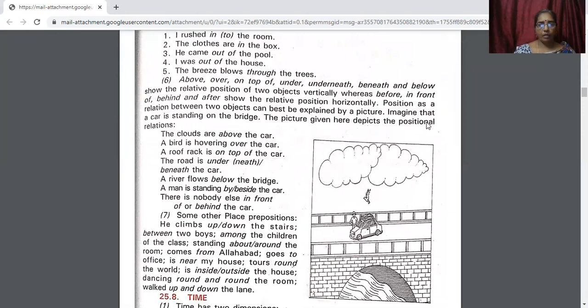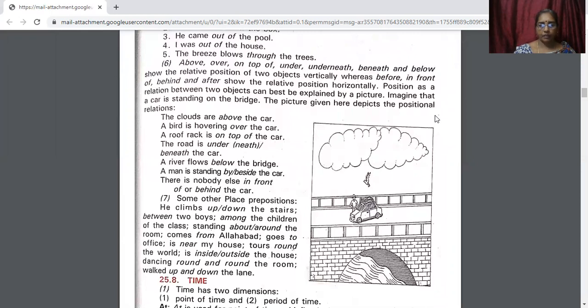Above, over, on top of, under, underneath, beneath, below show the relative position of two objects vertically, whereas before, in front of, behind, and after show the relative position horizontally. Position as a relation between two objects can best be explained by a picture. Imagine that a car is standing on the bridge. You see this picture here? Given here depicts the positional relationship.